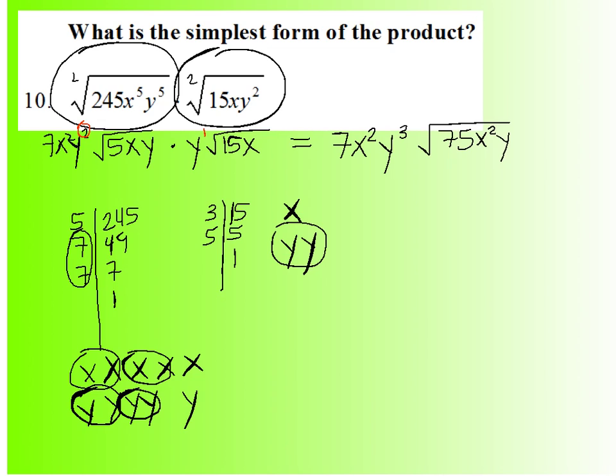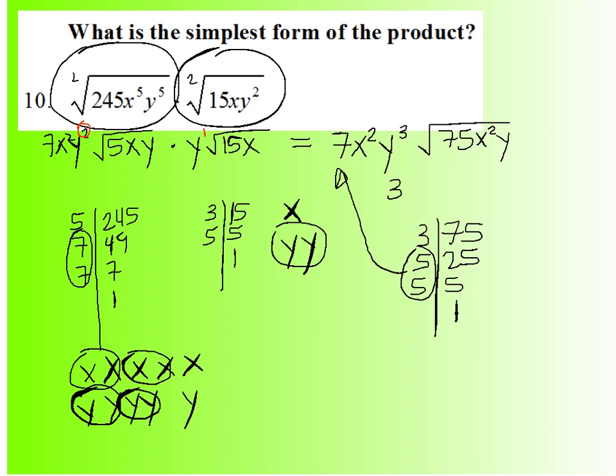Alright, so now I just need to make sure my inside radical is simplified. 75 is kind of a big number, so we want to double check that that is simplified. 3 can go into 75 25 times, 5 goes into that 5 times, and 5 goes into 5 once. So we have a group of 5, so a 5 does come out, and it's going to multiply with this 7. So when they multiply together, I get 35.